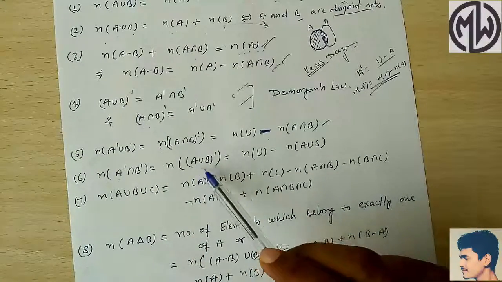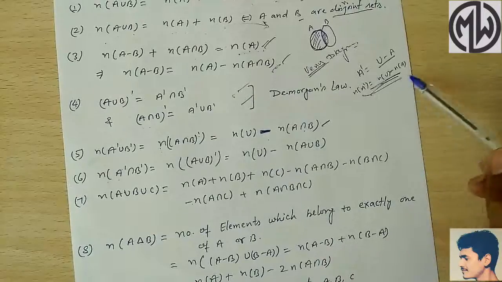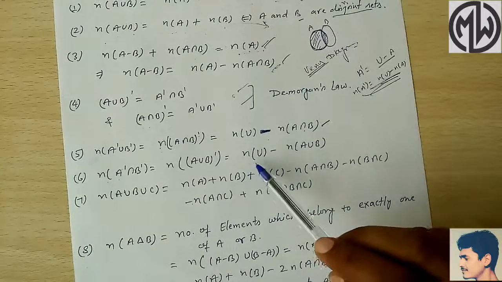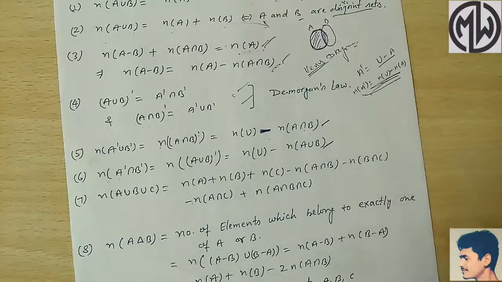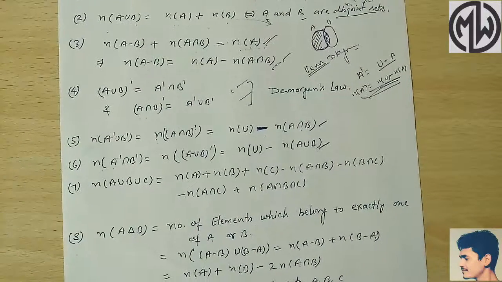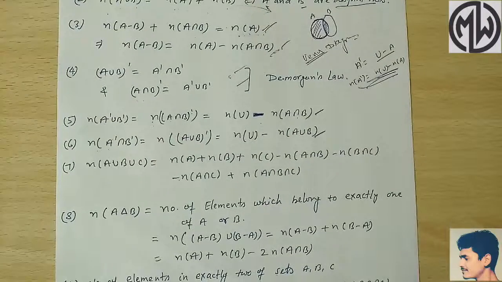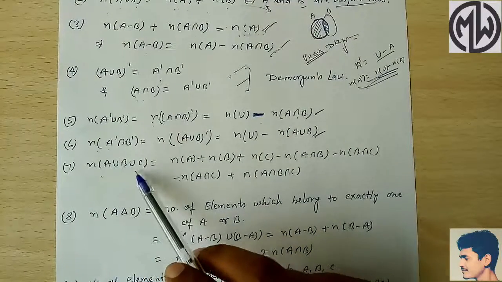So number of A union B complement is equal to, by the same property, the number of elements in the universal set minus n of A union B. Okay, next, the seventh result is n of A union B union C.